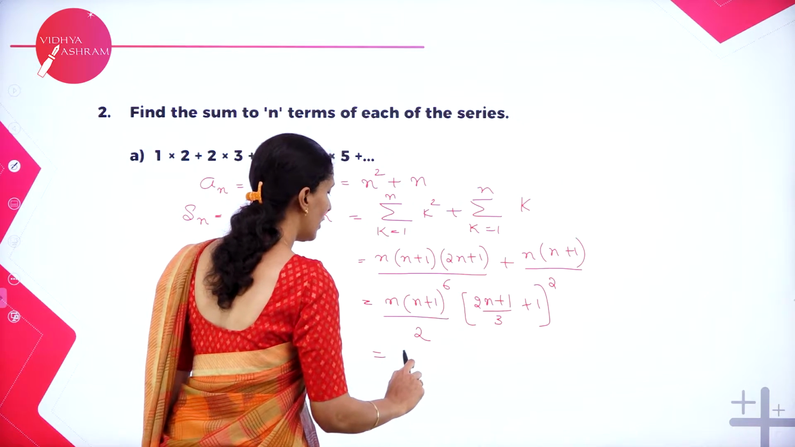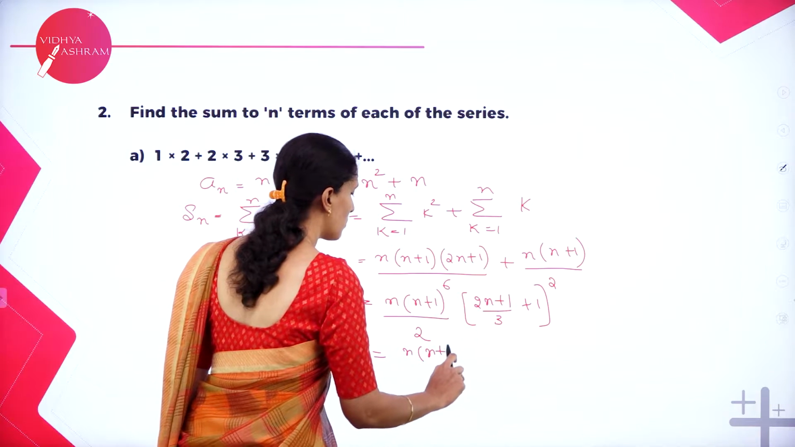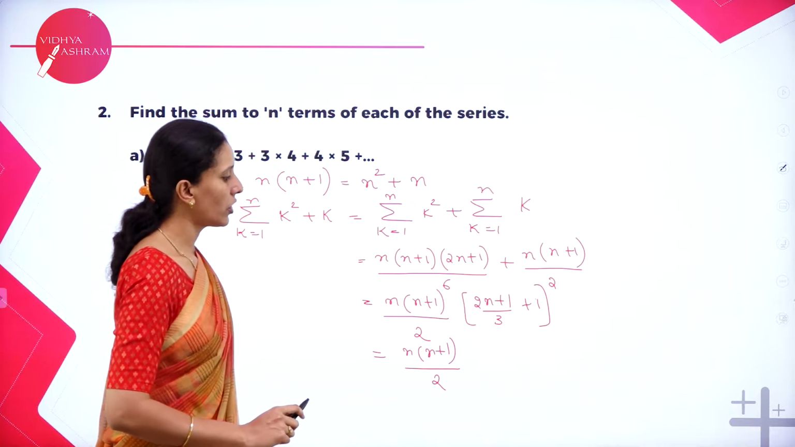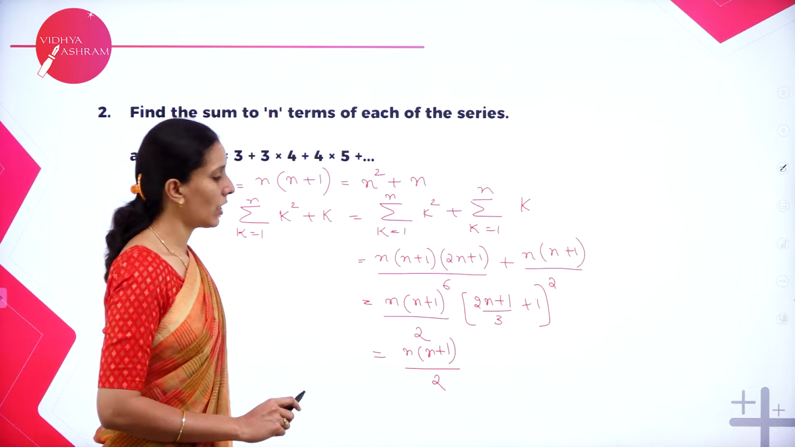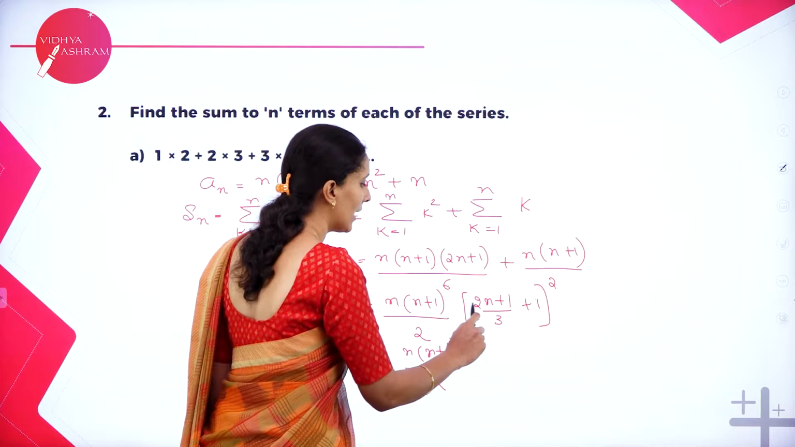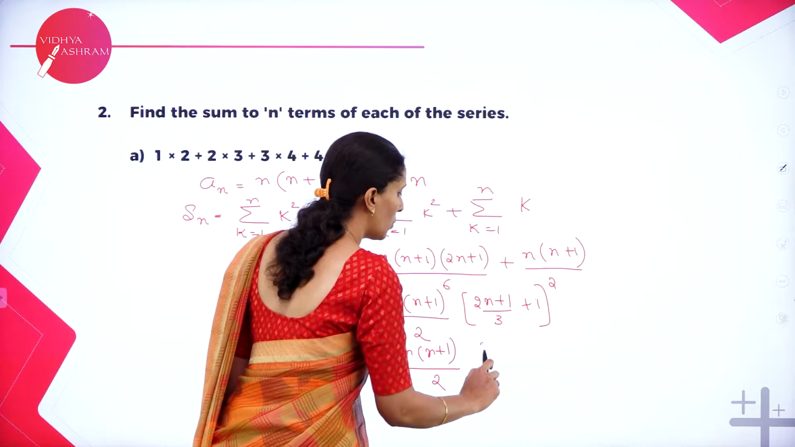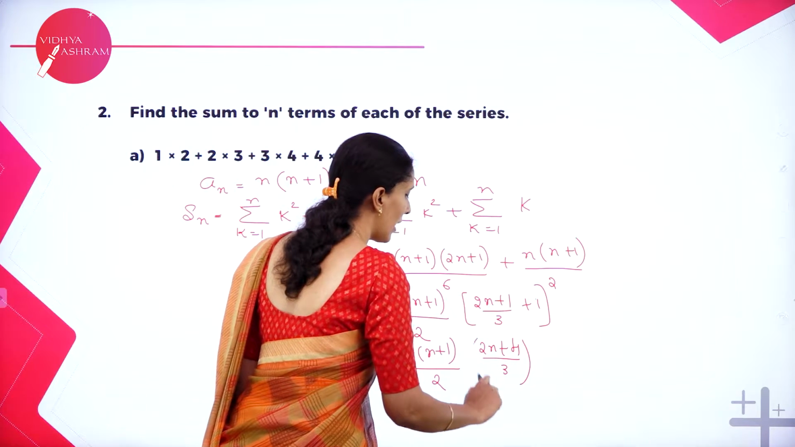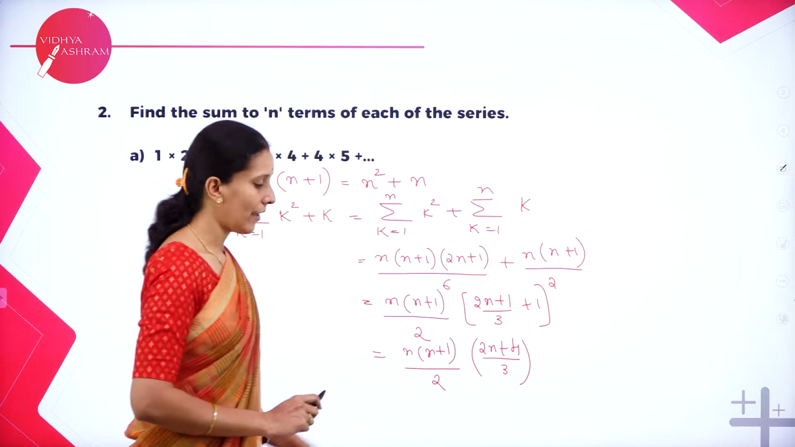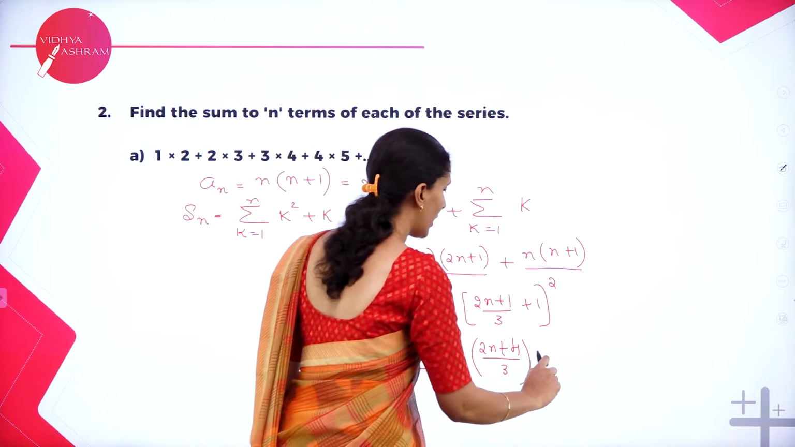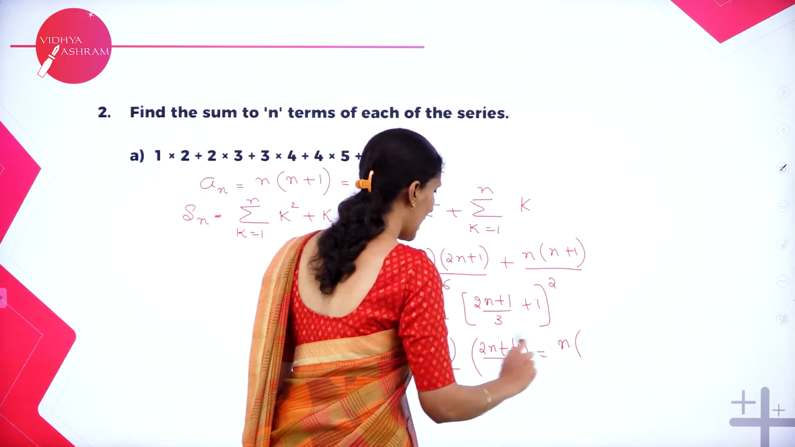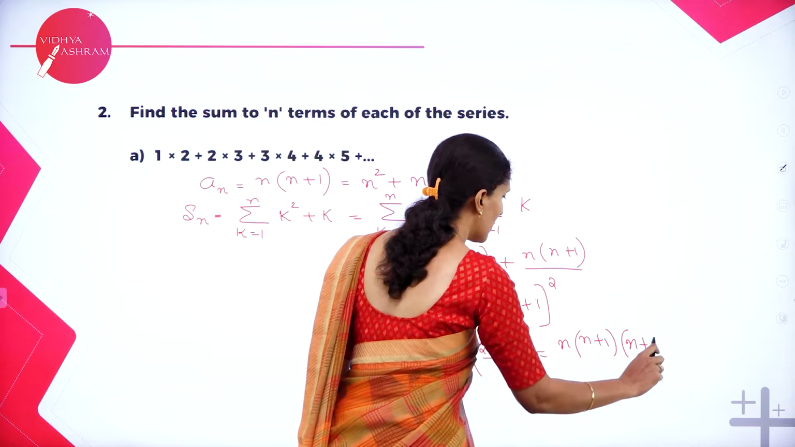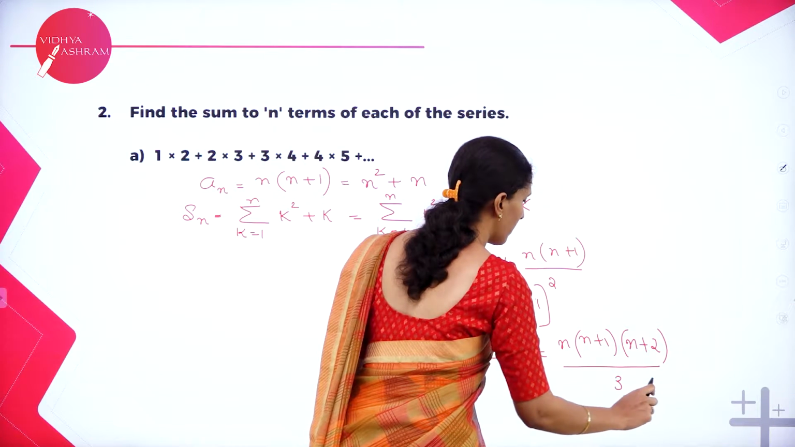Next, when you solve this, n into n plus 1 divided by 2. The 3 goes there, so it is 3 plus 2n plus 1, again you will get it as 4. So you can write 2n plus 4 divided by 3. Again, if you take 2 as a common factor there, the 2 and 2 cancel. You can write this as n into n plus 1, n plus 2 divided by 3.